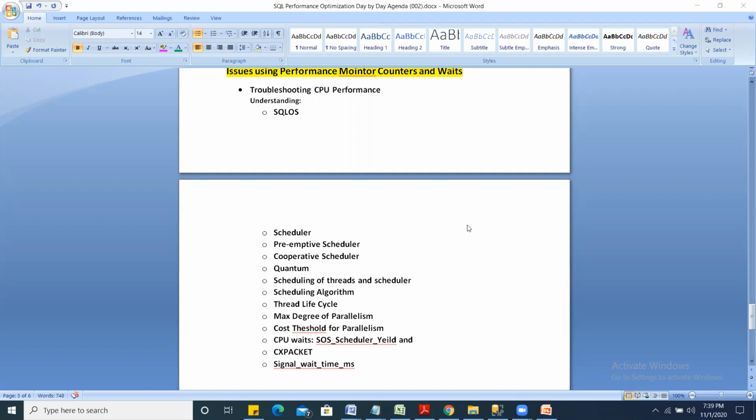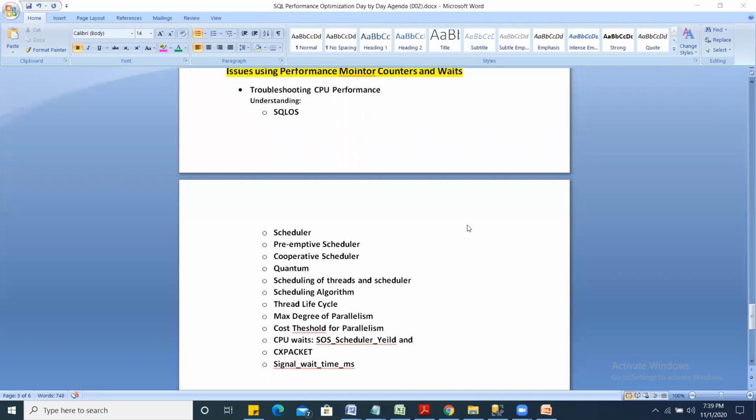That you should do once you know that your server level settings are completely optimized, your statistics are completely updated, and your index is not fragmented. If you know these three things are fine on your server, you should go ahead and start capturing the queries by your maximum CPU time or by the worker time. That is fine. And after that, you try to troubleshoot your query.